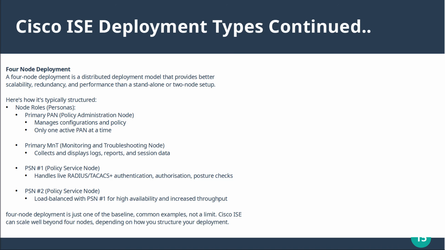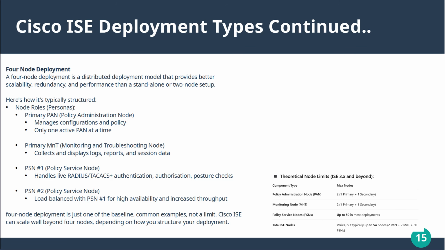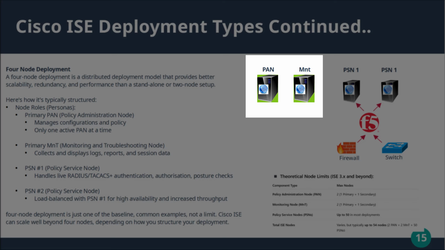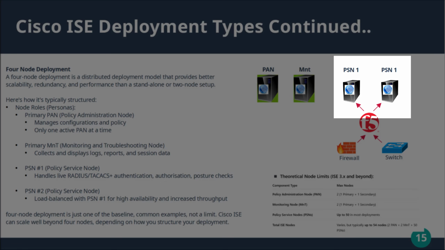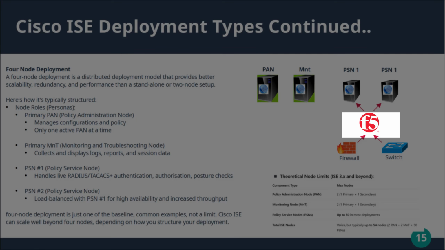So the 4-node deployment is just one of the baseline common examples. It's not a limit. Cisco ISE can scale well beyond 4 nodes depending on how you structure your deployment. Scalability can be enhanced by separating the policy node persona, referred to as the policy service node, into a dedicated node. When a node runs the policy service persona, its endpoint capacity depends on the underlying hardware platform. We can see on the right we've got the PAN and MNT. Then we've got PSN1 and PSN2 being load balanced by an F5 load balancer.